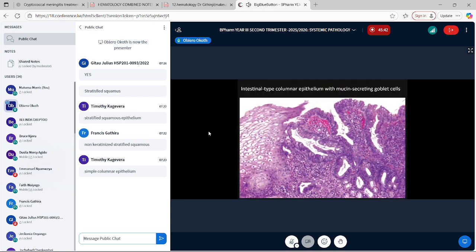Now, when you look under the microscope, this is the stratified squamous epithelium. And here now is the columnar epithelium. And on top of that, you can see these are what we call goblet cells. This is the intestinal type metaplasia. Intestinal type columnar epithelium with mucin secreting goblet cells. Of course there is a lot of inflammation in the lamina propria. At this point, we still don't have dysplasia, but this doesn't look very normal already. So this is a Barrett esophagus.